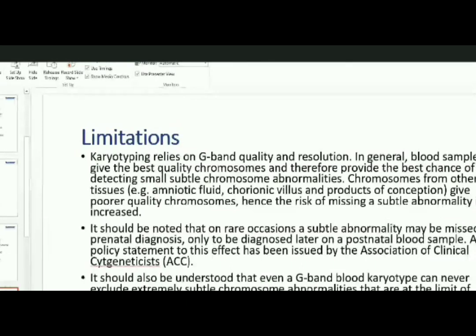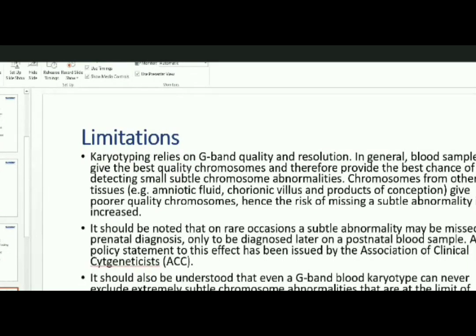See, limitations. Karyotyping relies on G-band quality and resolution. In general, blood samples give the best quality chromosomes and therefore provide the best chance of detecting small, subtle chromosomal abnormalities also in our samples. Chromosomes from other tissues, for example amniotic fluid, chorionic villus, and POC, give poorer quality chromosomes. Hence, the risk of missing subtle abnormalities increases. That's why I do not recommend karyotyping for this POC.